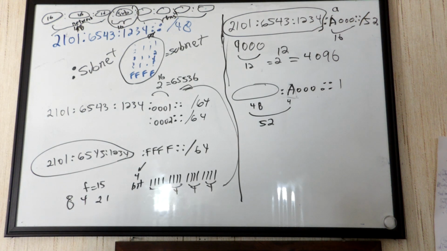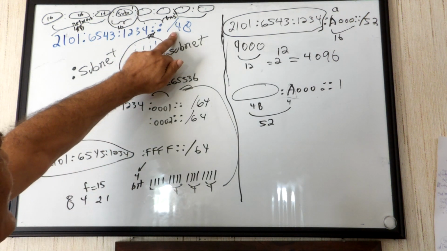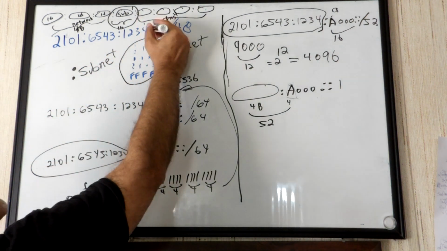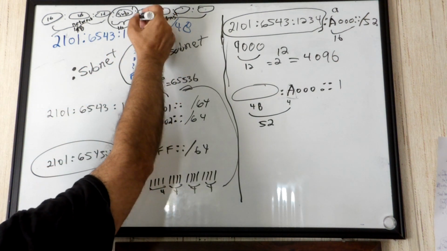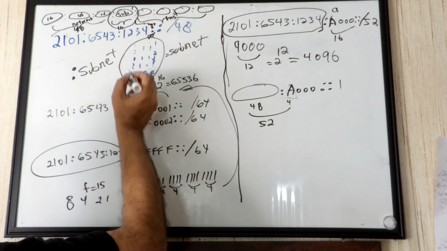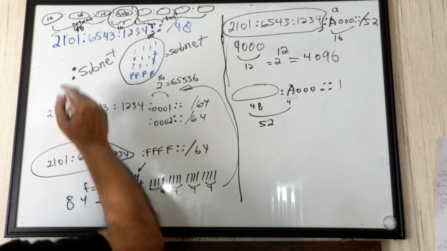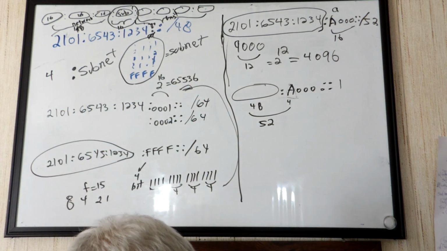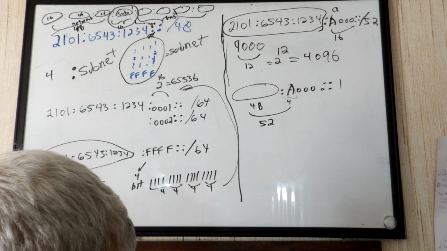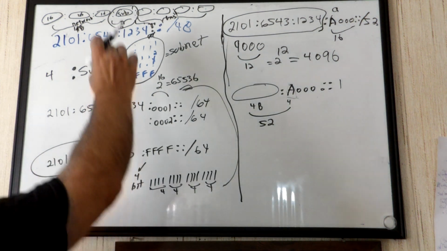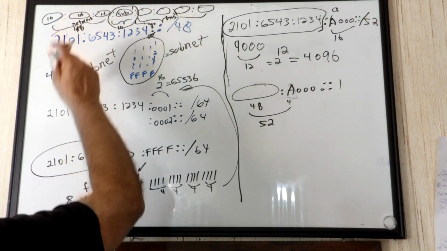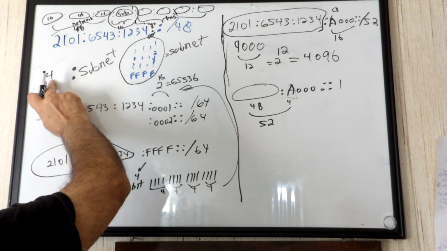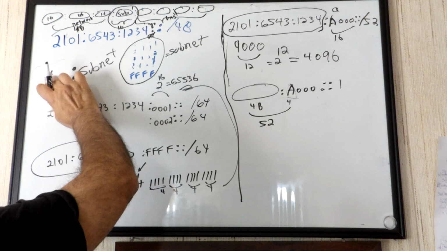So, if it says 48, it means that all the inside of this is for subnet. There are 4 digits. What does that mean? It means all the 4 digits, each one is 4 bits, all of them are for subnet.